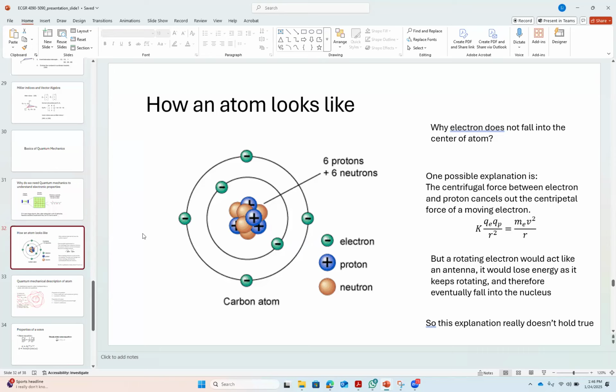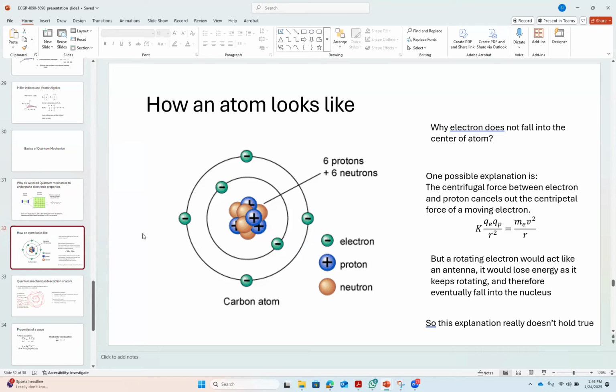If you spin something, you will immediately notice that this object is trying to get away from you. So in a similar way, this centrifugal force, because of the spinning, is being cancelled out by the gravitational force between the sun and the earth. So people thought maybe this is the answer. Maybe electrons are not just staying still, maybe they are rotating. And that's why they are not falling into the nucleus. That might sound interesting, but there is actually a problem in this explanation.